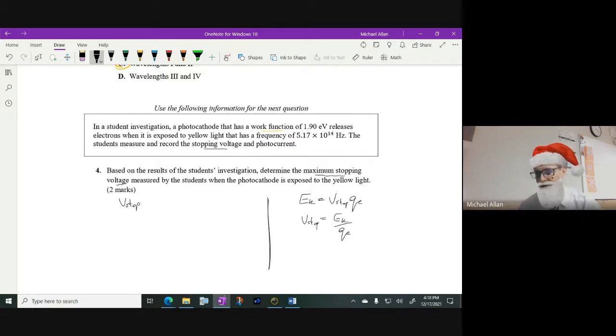On this side over here, I'm going to write down what we have. So what do we have? We got the work function, which is 1.90 electron volts. And I got the frequency of the photon, 5.17 times 10 to the 14 hertz.